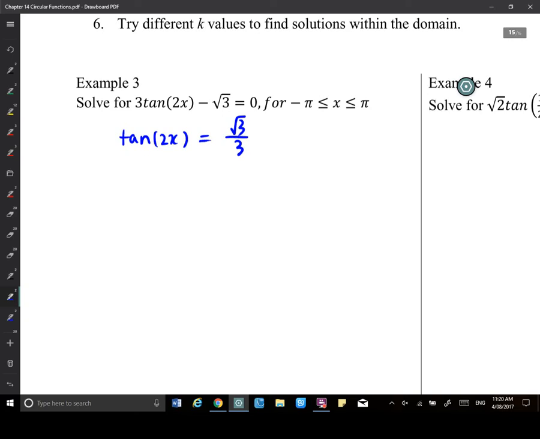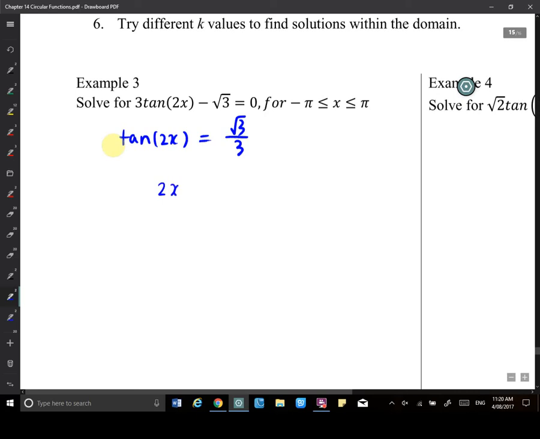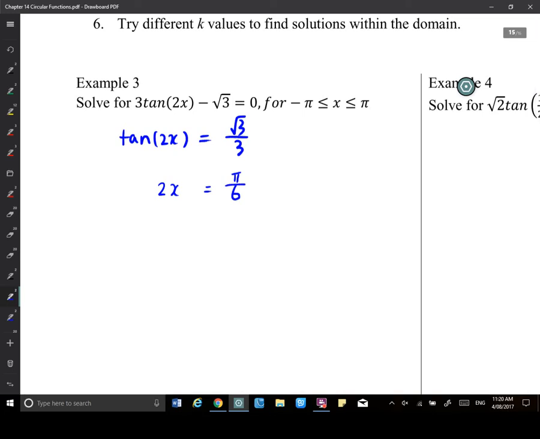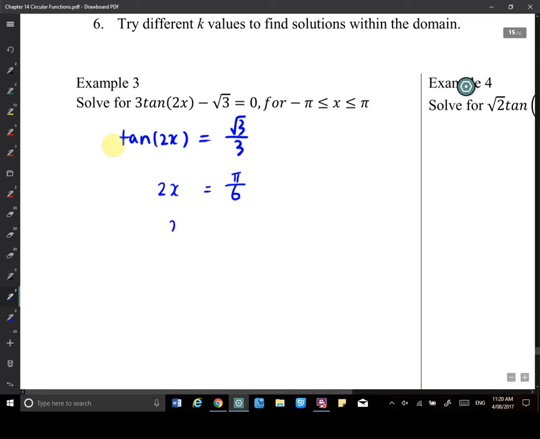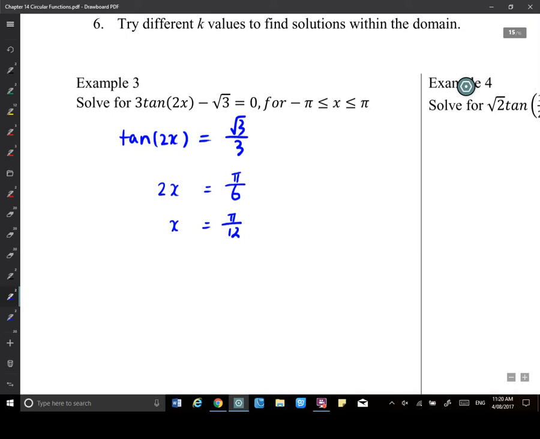Pi on 6. So 2x is pi on 6. Only one is enough. You don't really need to think about another one in the third quadrant because the period for tangent is just pi, and there's only one solution in each period. So you just have one solution, which is enough. And x equals pi on 12.